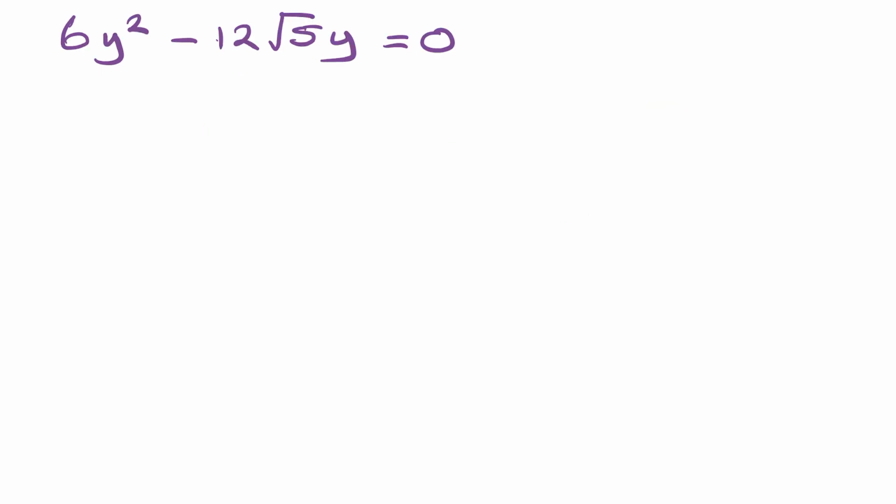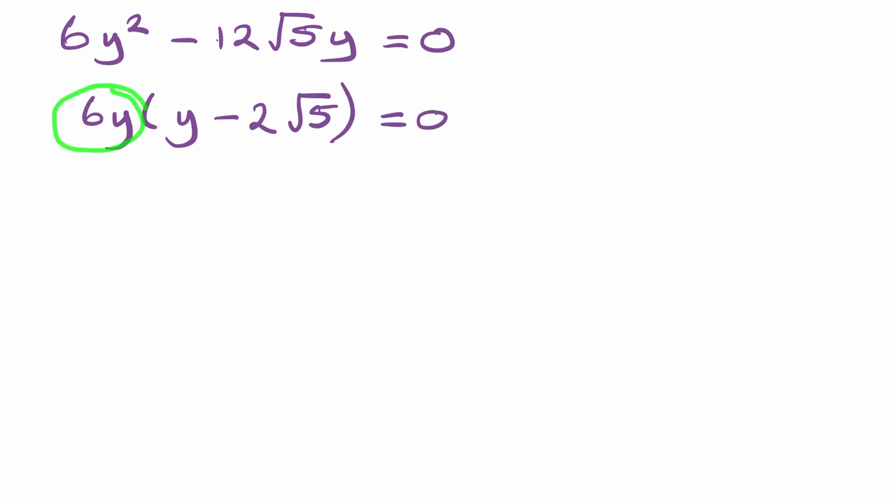And the next thing I think we should do is remove the common factors. So each term has a common factor of 6 and there's a y in each term. So if we pull those common factors out, we have 6y here, then open a bracket, and well, 6y multiplied by what would give us 6y squared? That would be y. And then same logic, 6y multiplied by what would give us 12 root 5y? That's going to be 2 root 5, and close our bracket, equals 0.